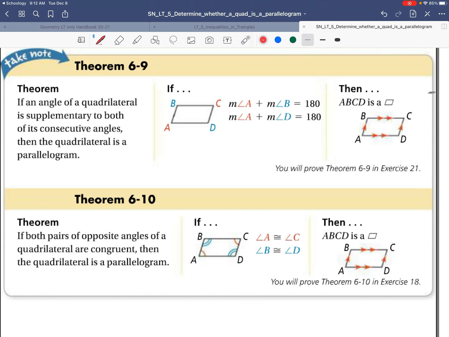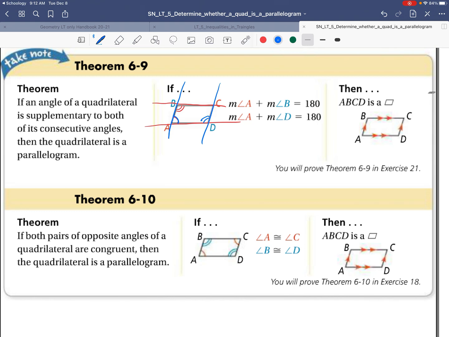angles, then it's a parallelogram. This makes sense. If A is supplementary to B, that tells me that these two lines are parallel. And if A is supplementary to D, that tells me these two lines are parallel. So we get a parallelogram.